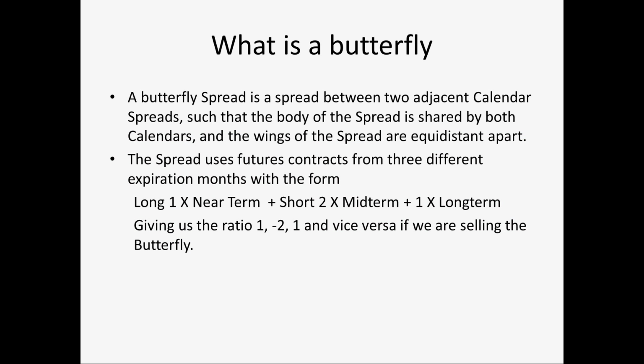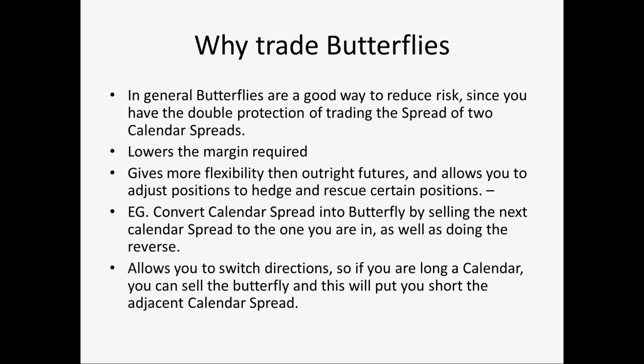A butterfly spread is a spread between two adjacent calendar spreads, such that the body of the spread is shared by both calendars and the wings of the spreads are equidistant apart. The spread uses futures contracts from three different expiration months with the form long 1 near-term contract, short 2 mid-term and long 1 long-term, giving us the ratio 1, minus 2, 1, and vice versa if we are selling the butterfly. So why do we trade butterflies?